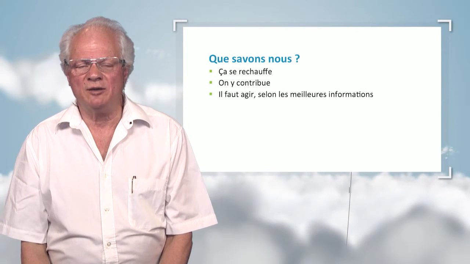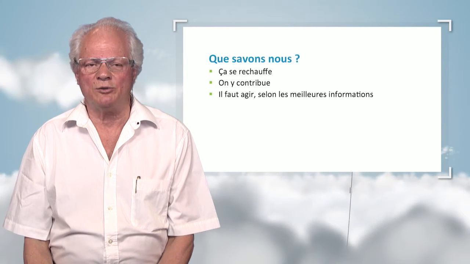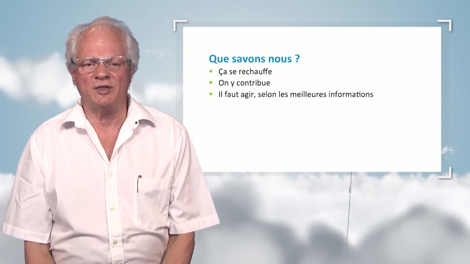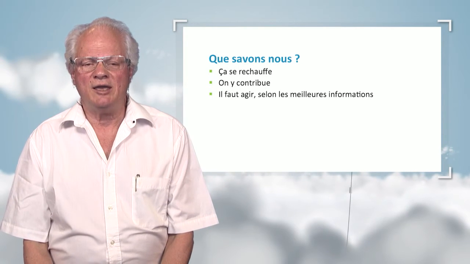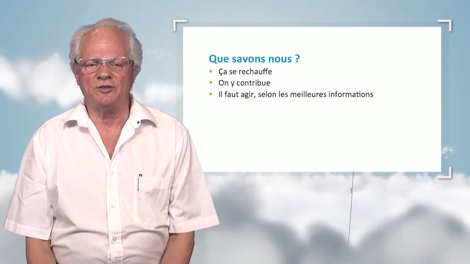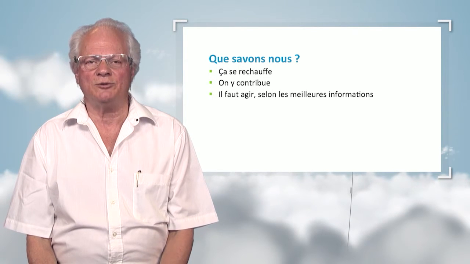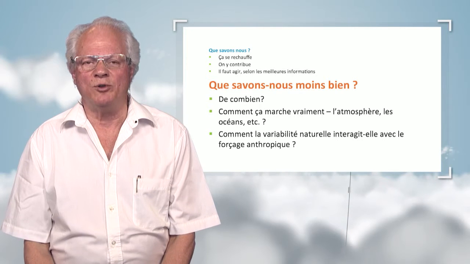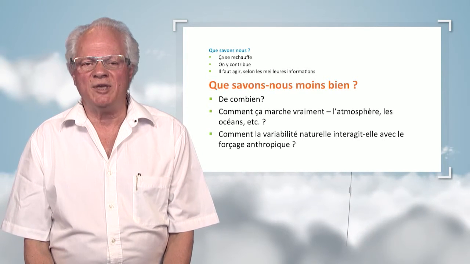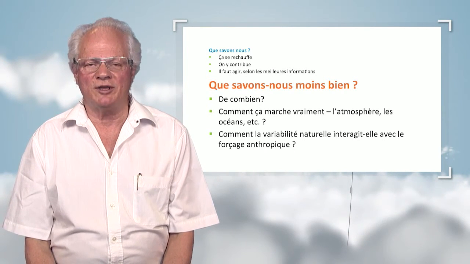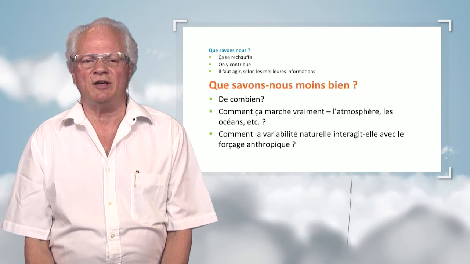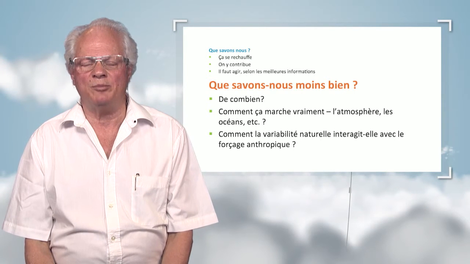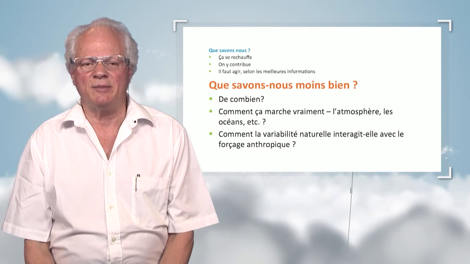Well, that obviously temperatures are rising, that we are to blame for it, we're contributing to it, both with the greenhouse effect gases and aerosol values, and that we need to act based on the best available information. What do we not know so well? How much the temperatures will increase by the end of the century, and how far we are contributing to this temperature increase versus other climatic effects.